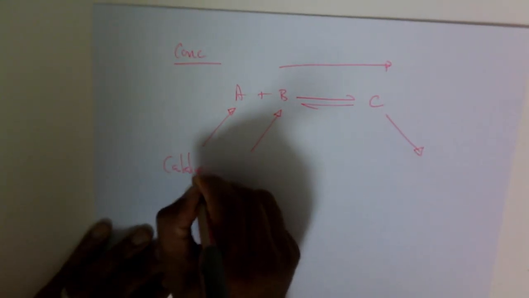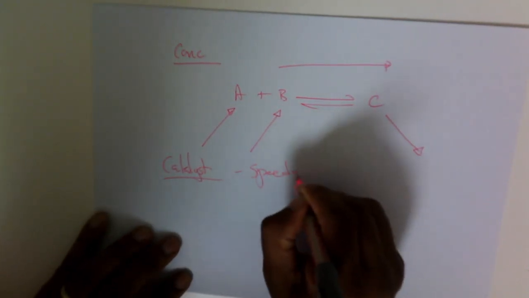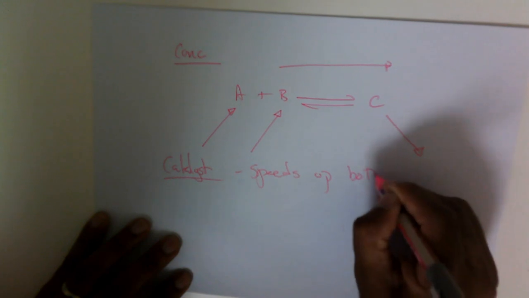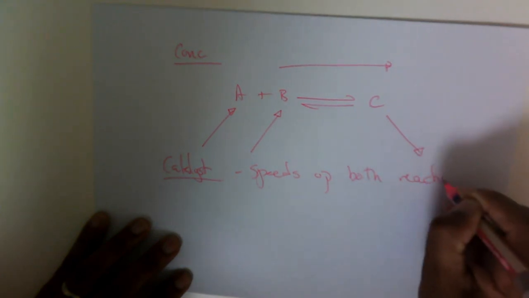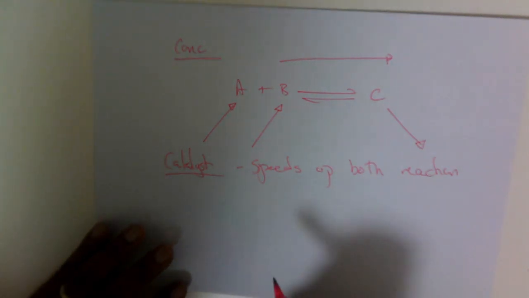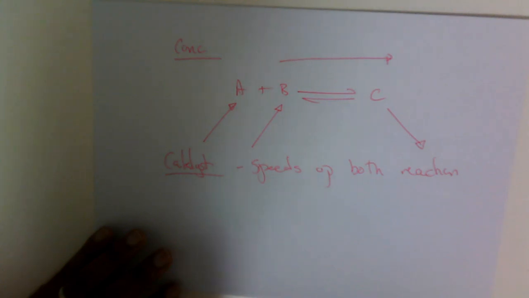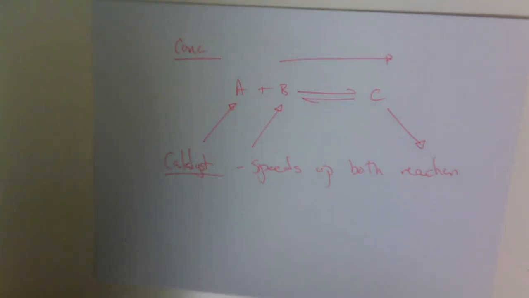Now the catalyst, we know that speeds up the rate of reaction, so it speeds up both reactions. So it doesn't have an effect on equilibrium position, but it just increases both forward and the reverse reaction. So that's why it has no effect on the position of equilibrium.